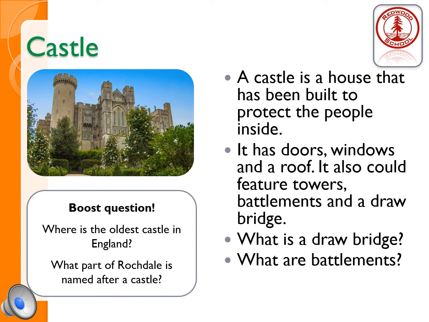A castle is a house that has been built to protect the people inside. It has doors and windows and a roof. And it also could feature towers, battlements and a drawbridge. The question to you though is, what is a drawbridge? And what are battlements? Don't worry at this time if you don't know what they are, because we're going to have a lesson all about castles in the future.